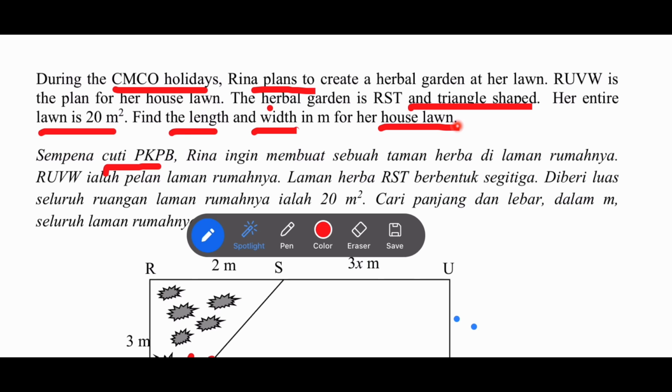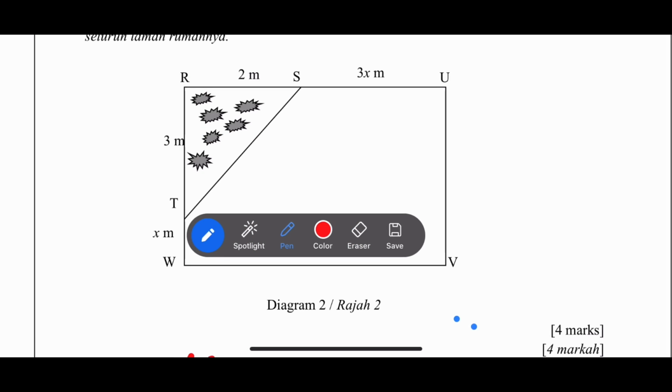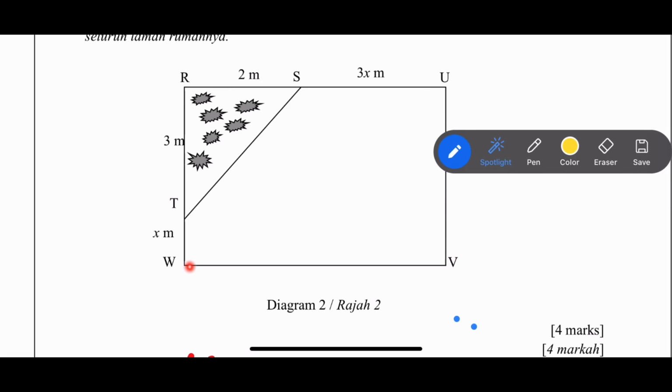Not to worry, let's work on the diagram first. By looking at the diagram, we can see RSU. RS is 2 meters. Study the diagram carefully. SU is 3x meters, it's the length. Can you see that? And from R to T, we have 3 meters.